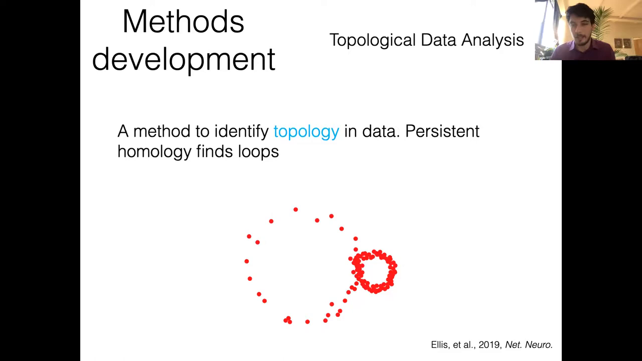So TDA is a method for extracting to what extent loops are present in the data. We thought this could be important for fMRI. I'm not going to go into all the reasons why we thought this would be important, but I'm going to show you what results we got with fMRI sim that I think can be instructive as to how fMRI sim can be useful for methods development.